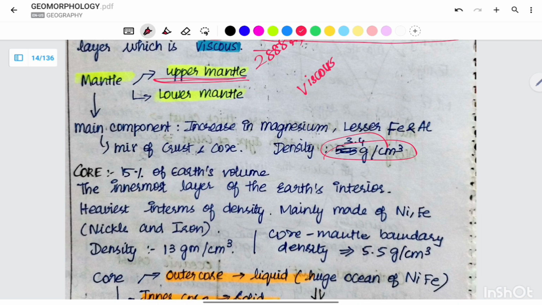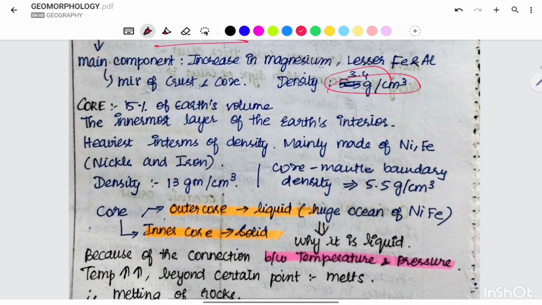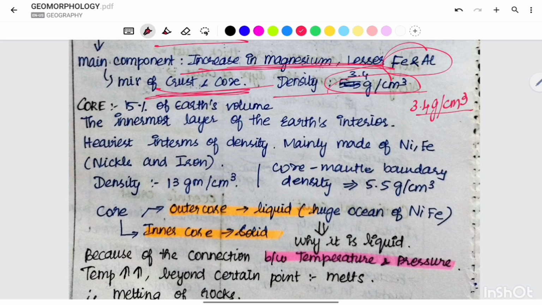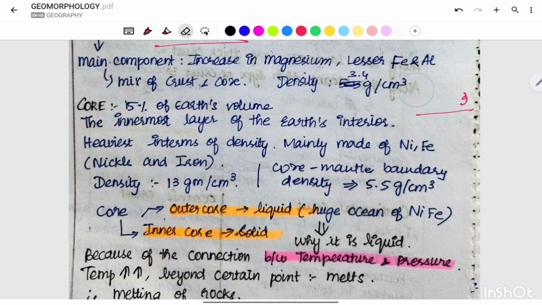Mantle is of two types, the lower mantle and the upper mantle. The main component is increase in the magnesium, lesser iron and aluminium, a mix of crust and core. The density is 3.4 gram per centimeter cube. Now the core is 15% of the Earth's volume. Like we already said, 84% of the Earth's volume is mantle, and 1% is crust. These are chemical divisions of the earth, right? Crust, mantle and the core are chemical divisions of the earth.